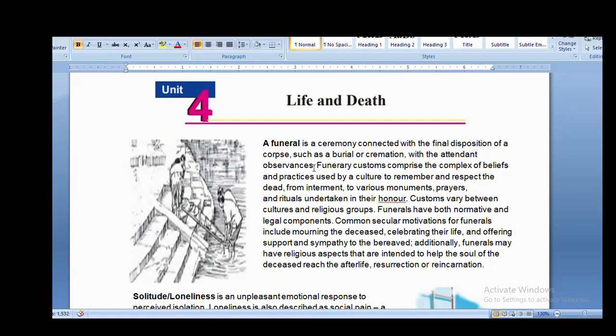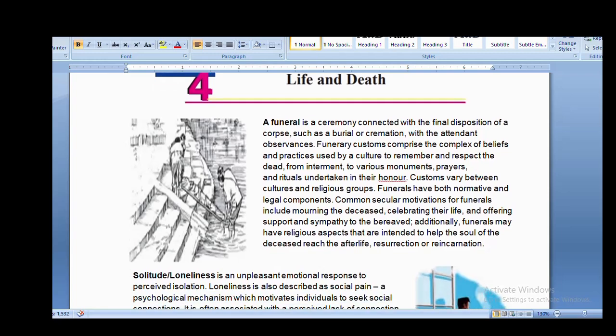Secular motivations for funerals include mourning the deceased, celebrating their life, and offering support and sympathy to the bereaved. Additionally, funerals may have religious aspects that are intended to help the soul of the deceased reach the afterlife, resurrection, or reincarnation. Go to the second picture.